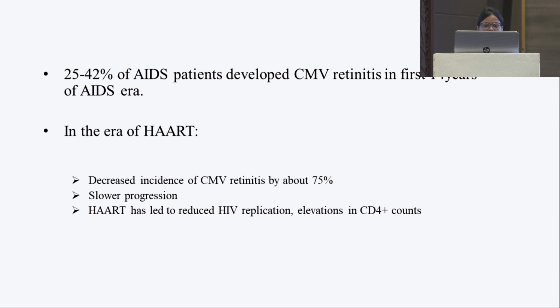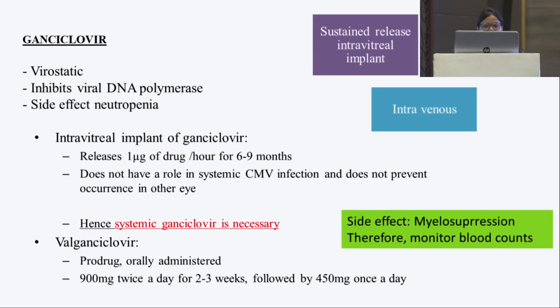So in the pre-HAART era, the incidence of CMV retinitis was 25 to 42%, but after HAART therapy, the incidence decreased by 75%. It also led to slower progression of the retinitis, and it reduced the HIV viral replication. Coming to the treatment, the drug of choice in CMV retinitis is ganciclovir, which is a virostatic drug. It inhibits the viral DNA polymerase. It can be given in the form of a sustained release intravitreal implant, as an oral drug, or intravenously.